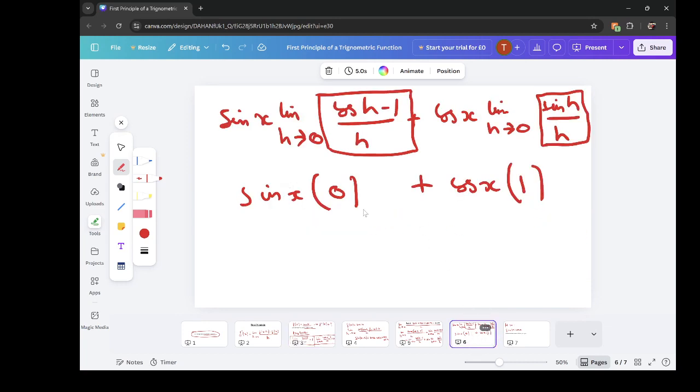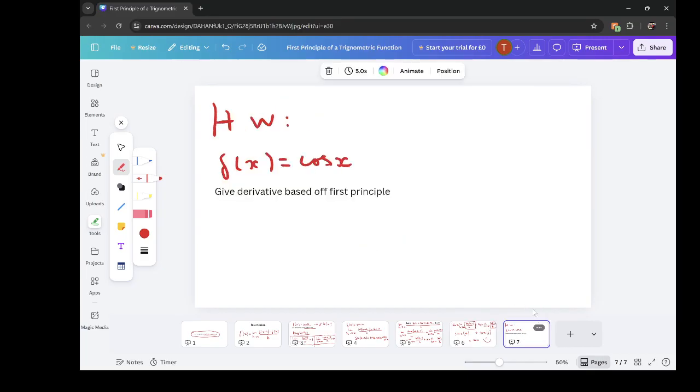Okay? So after that, sin x times 0 is equal to 0, and cos x times 1 is equal to cos x. So that ends up with cos x. That is solved. That's your trigonometric equation done. The first derivative of sin x is cos x, so we know that our derivative is correct, and we've applied the first principle correctly.